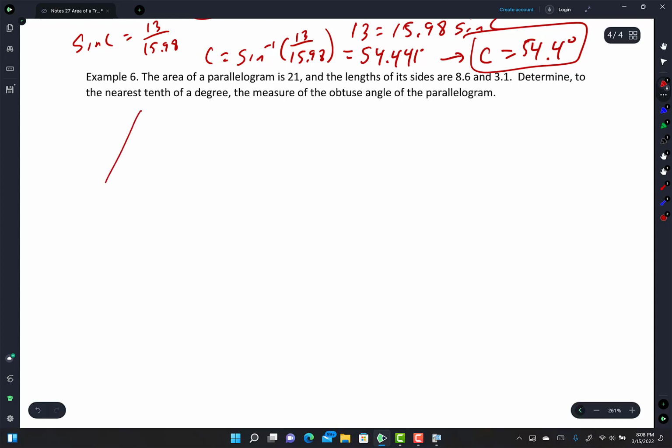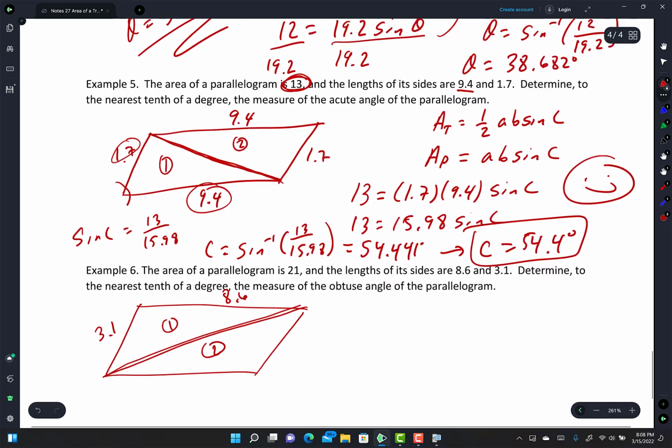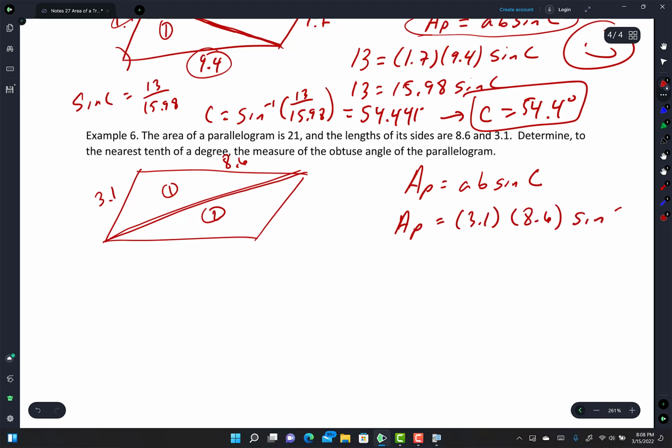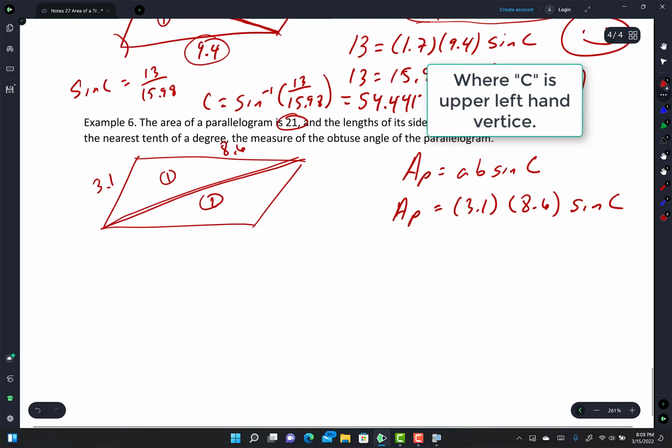All right. So we're probably going to draw like 3 of them in a little bit, but for now we'll just draw these 2 here. So I have 3.1 and I have 8.6, and I'm going to cut the parallelogram this way like that. So here's one of them. Here's the second triangle. So what did we say earlier? We said area of a parallelogram is AB sine C, or I guess area of this parallelogram, we can say 3.1 times 8.6 sine C. And they give me the area of that parallelogram is 21.